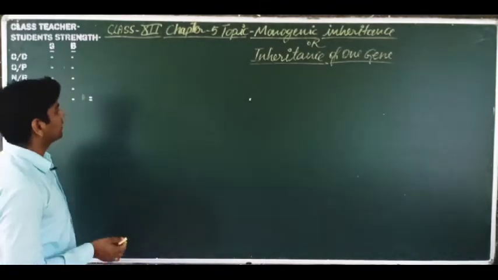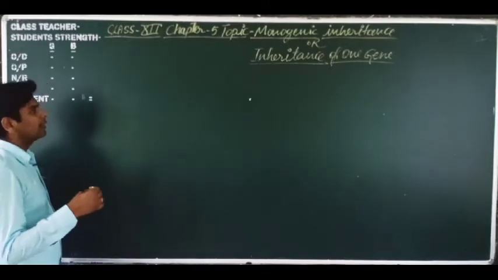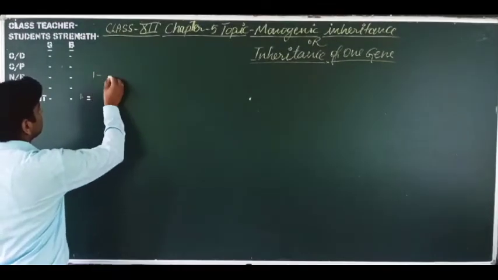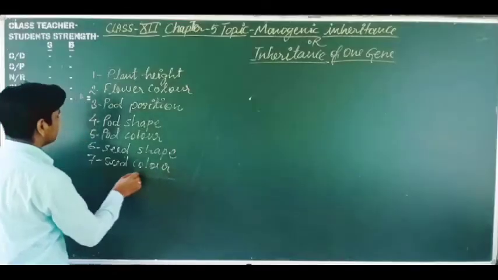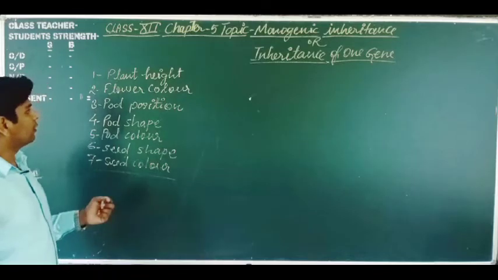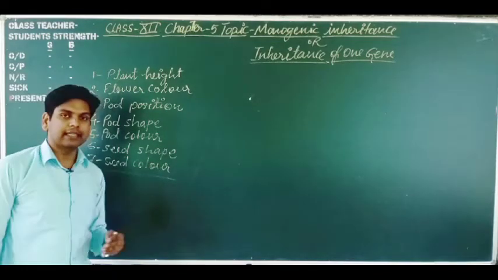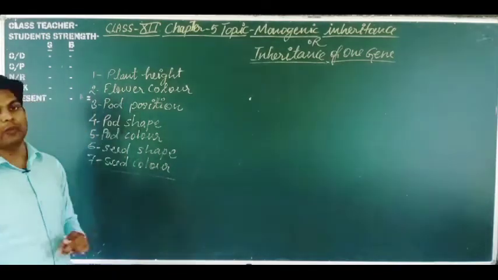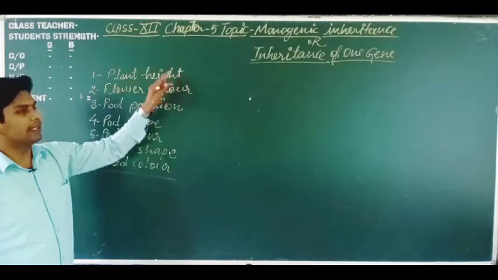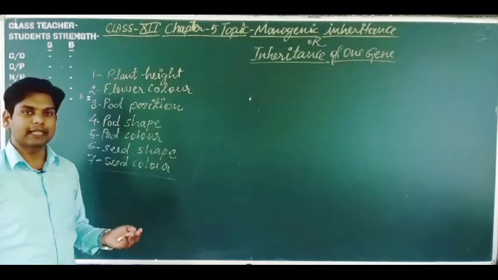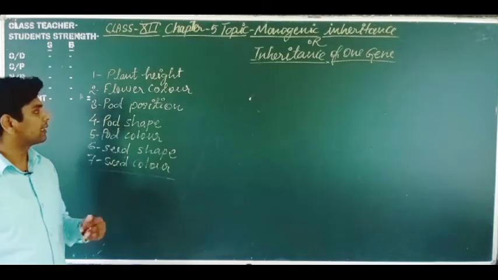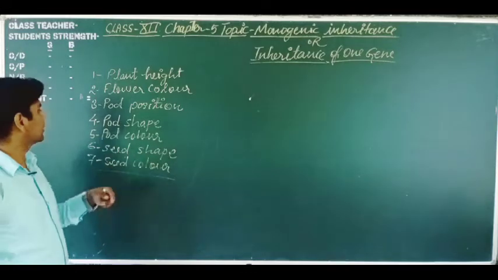What are the 7 characters Mendel chose for the pea plant? So let's discuss. There are 7 characters. The first one is plant height. Dear friends, as I have told you earlier, each character has contrasting traits. Plant height contains 2 contrasting traits, dwarfness and tallness. Flower color also contains 2 contrasting traits, purple color and white color.